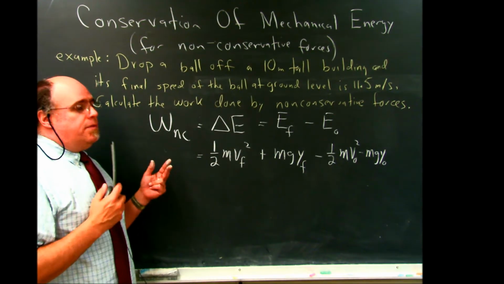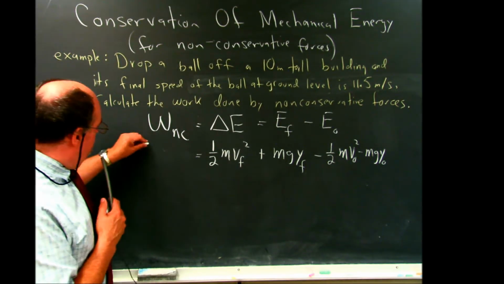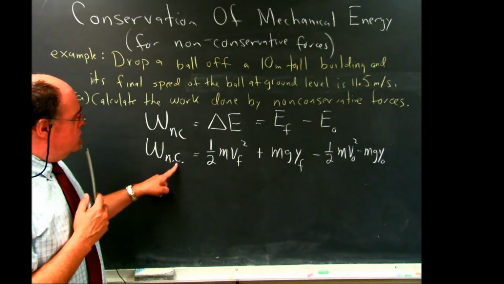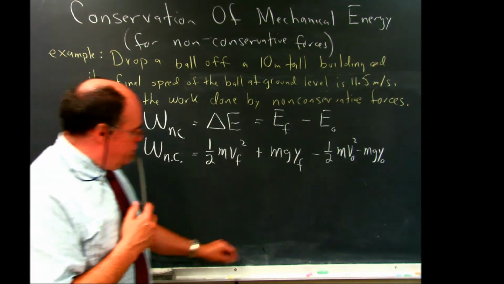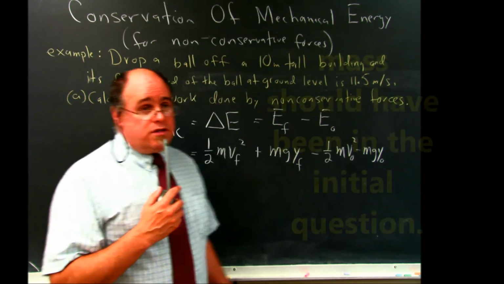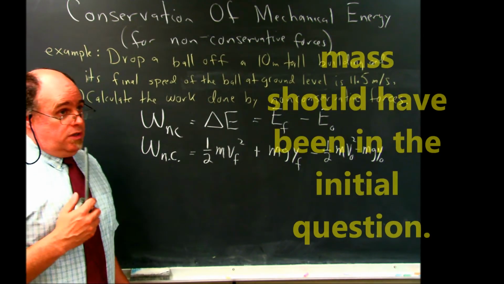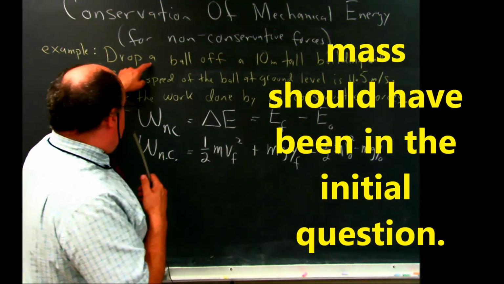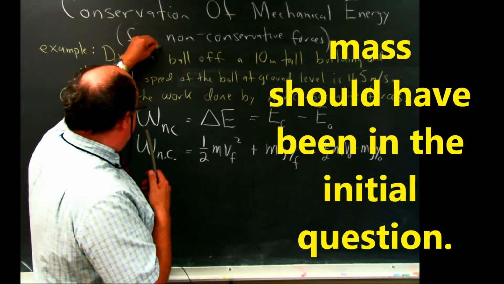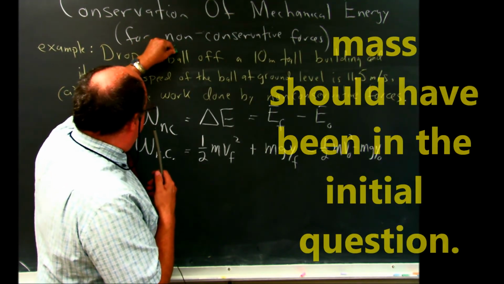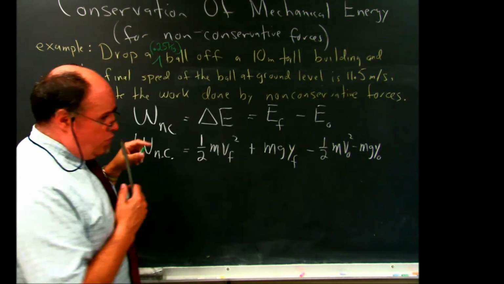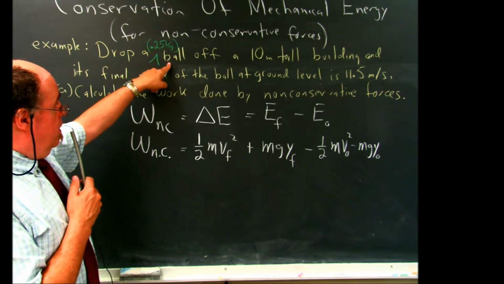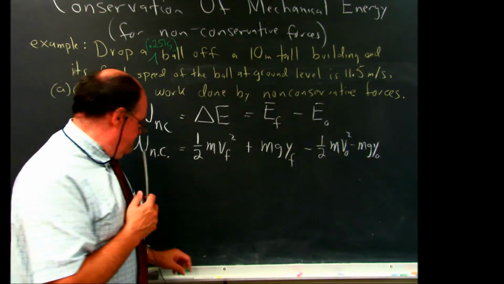So I just really have to plug this in. Now, I'm looking for the work non-conservative. That's what the N and C mean. In this particular case, my problem is not written perfectly because I need a mass for that ball. So if I gave that ball a mass, let me just say it's 0.25 kilograms. So I'm going to drop a 0.25 kilogram ball off of the 10-meter tall building.